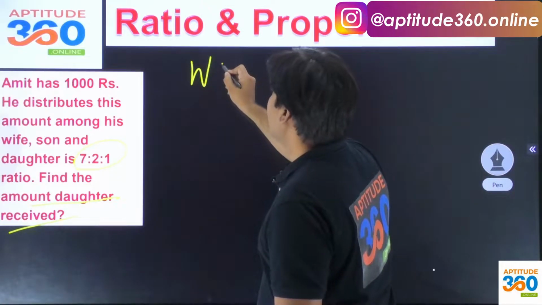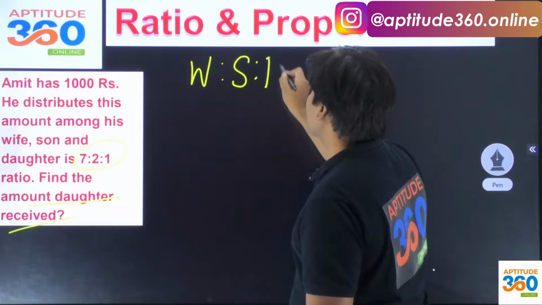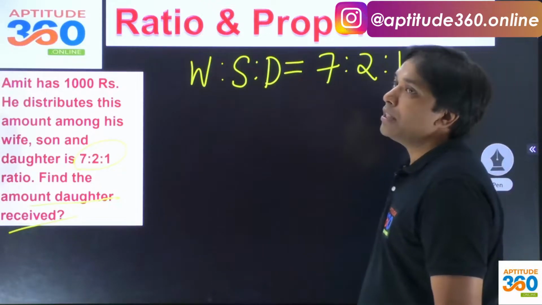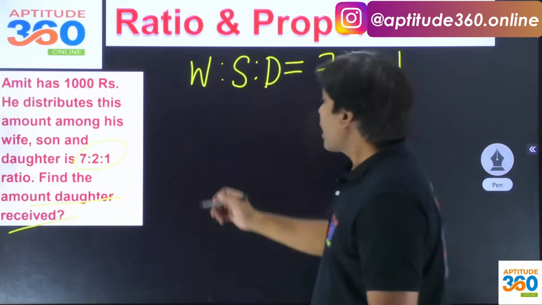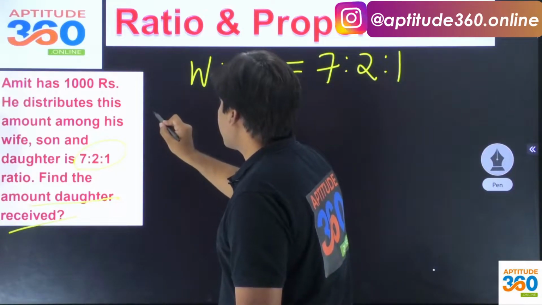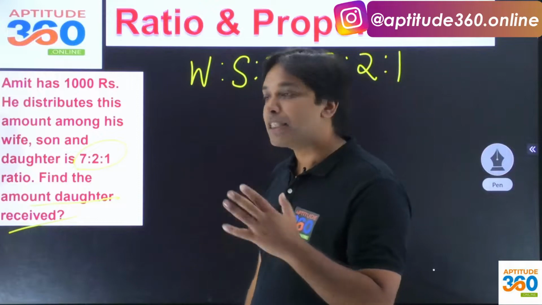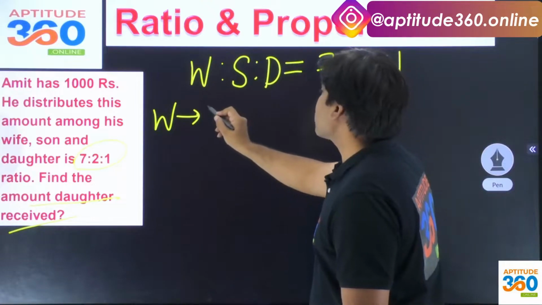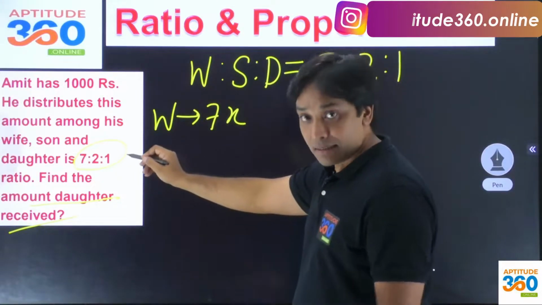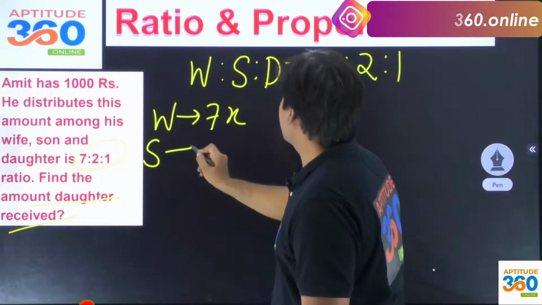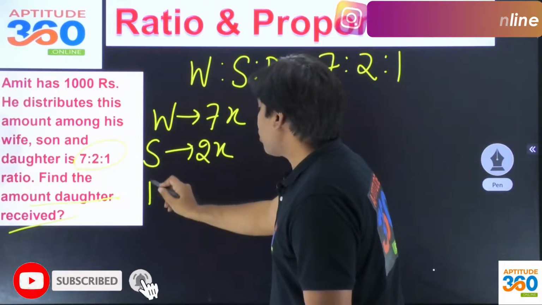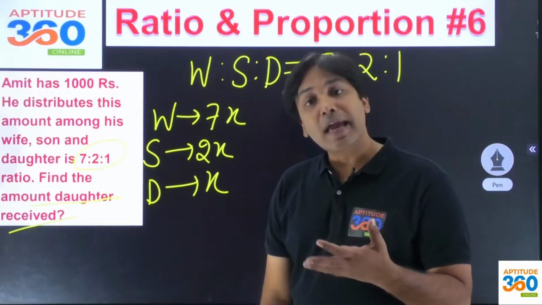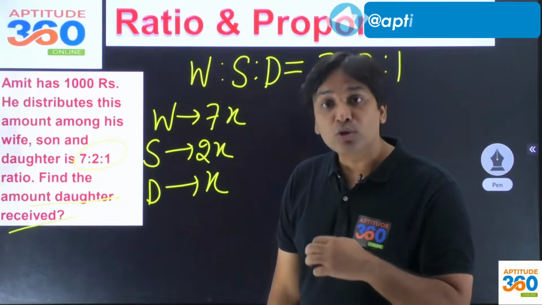Wife and son and daughter, they are getting the amount from Amit in this ratio. Is that okay? In video number 4 we talked about this method. I might have told you the concept of multiplying factor, and if that should be taken into consideration, wife is going to get 7x rupees, son is going to get 2x rupees, and daughter will be getting x rupees. That is what it is saying. Now, what is x here? x is a multiplying factor, and we need to find out the value of x.